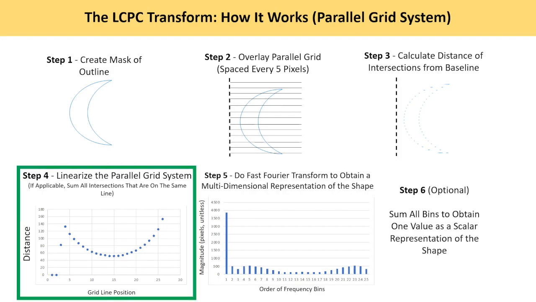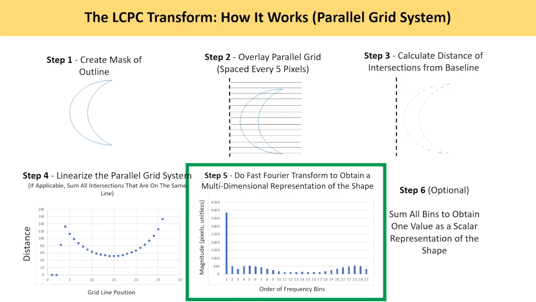The fourth step was to linearize the parallel grid system. If one line intersects the outline of the object multiple times, the distances from the baseline of the grid to each intersection along one line of the parallel grid are summed, and a graph of the distances was made. Each line on the parallel grid is shown on the x-axis in the step 4 graph, and the distance is shown on the y-axis.